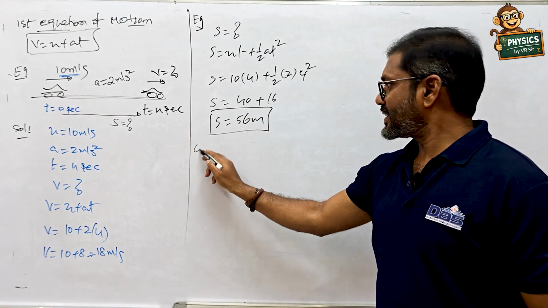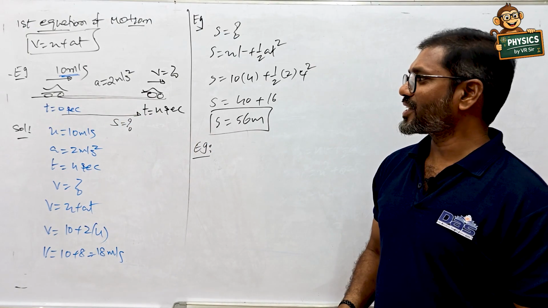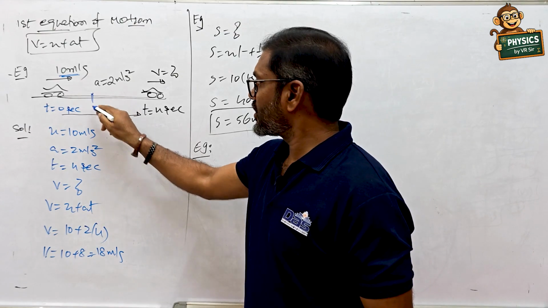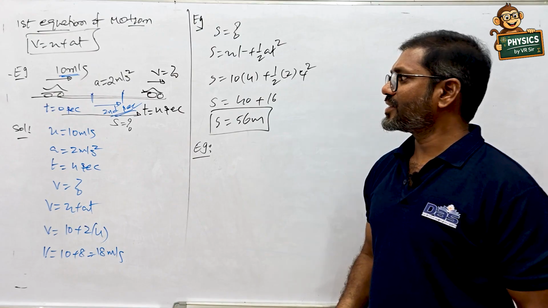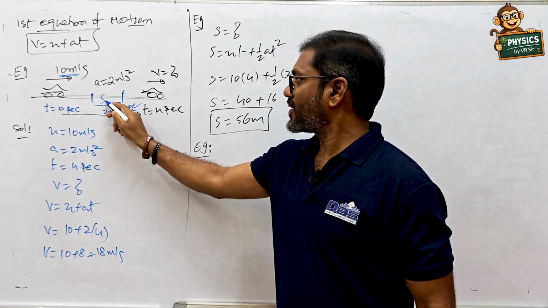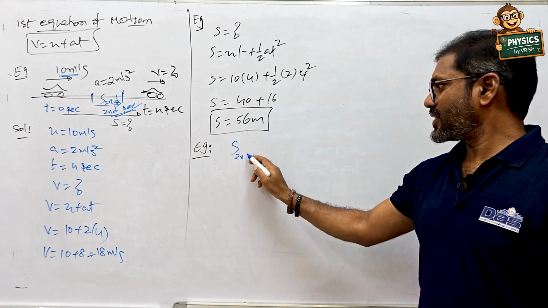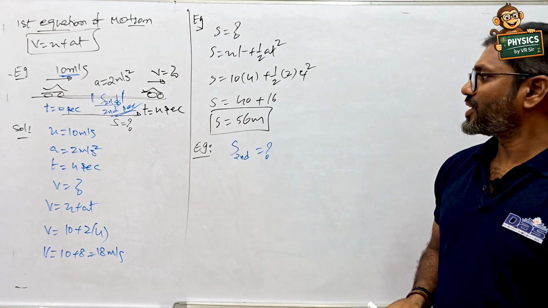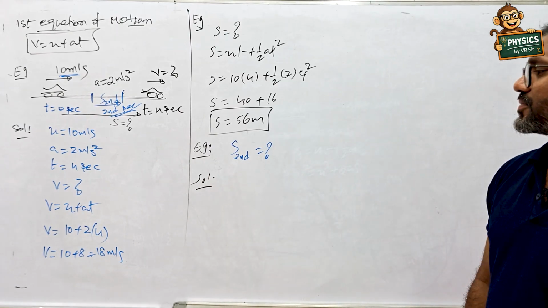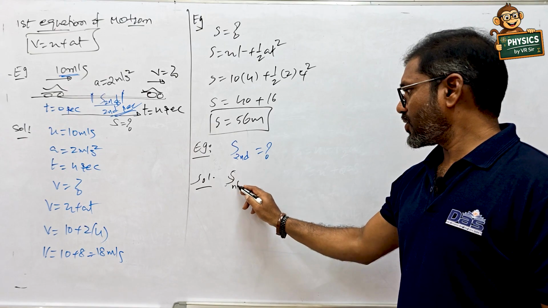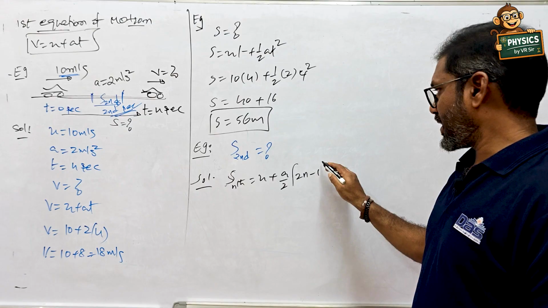In the next example, they are asking us, total time of journey is 4 seconds, right? Total time of journey is 4 seconds. Now how much it has covered in the second? So what is it that they are asking? Displacement in the second. How do you take this? Now use the formula S nth. We know S nth is equivalent to u plus a by 2 into 2n minus 1.